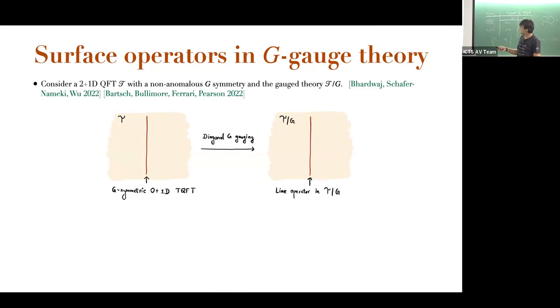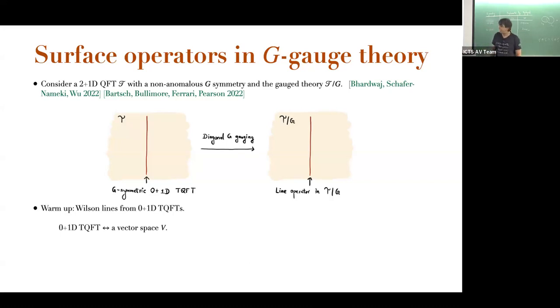To see this, we have to actually know what it means to have this 0 plus 1D TQFT with G symmetry. So what is a 0 plus 1D TQFT? A 0 plus 1D TQFT is just a vector space, a quantum mechanical system with no Hamiltonian. So it's just a vector space. That's the data of a 0 plus 1D TQFT. What does it mean for this TQFT to have a G symmetry? It just means that this vector space is in a projective representation of G. Maybe generically a projective representation of G. That is just what we mean by a 0 plus 1D TQFT with a G symmetry.